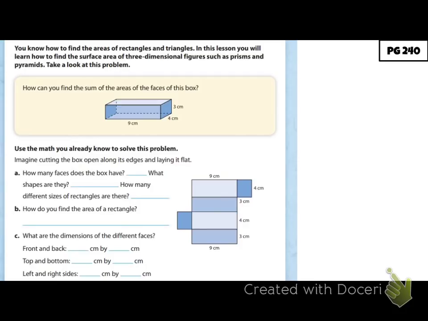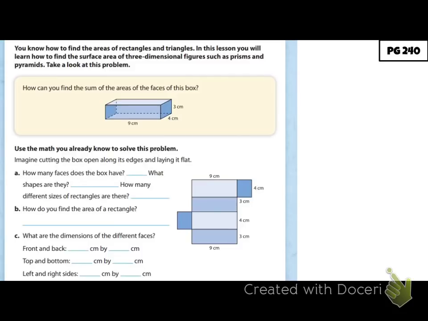It says you know how to find the areas of rectangles and triangles. In this lesson, you will learn how to find the surface area of three-dimensional figures such as prisms, pyramids. So let's take a look. How can you find the sum of the areas of the faces of this box? We're going to use the math we already know to solve. So imagine we cut the box open along its edges and lay it flat. It would look something like the picture you see there on the right.